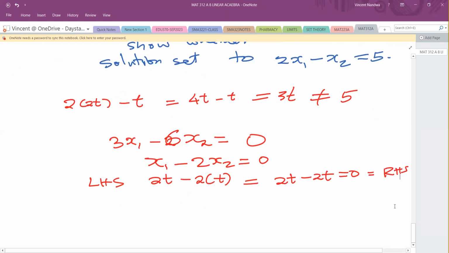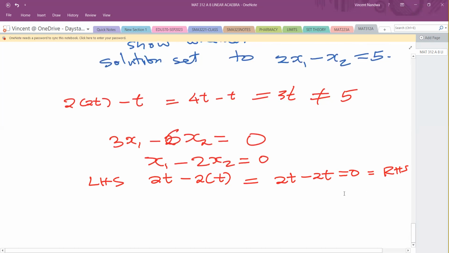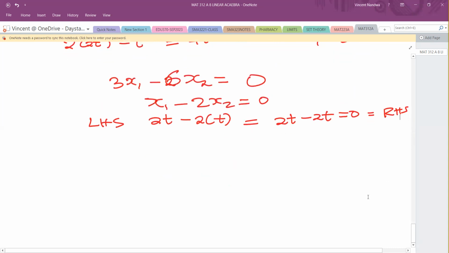So be open to such kind of problem, where you may be given the parametric solution and then asked to confirm if that given set is a solution to a given linear equation. It's just a matter of substitution and comparing the left-hand side and right-hand side, okay?